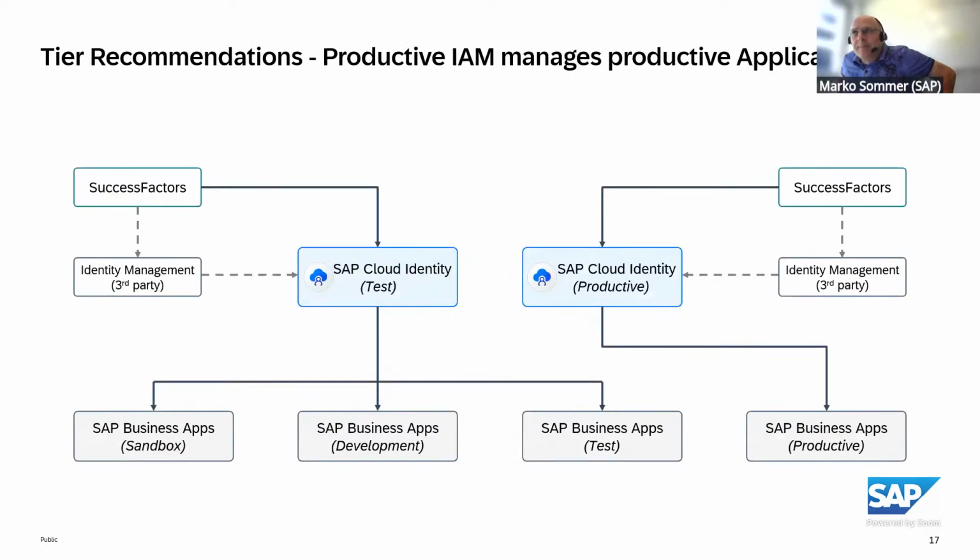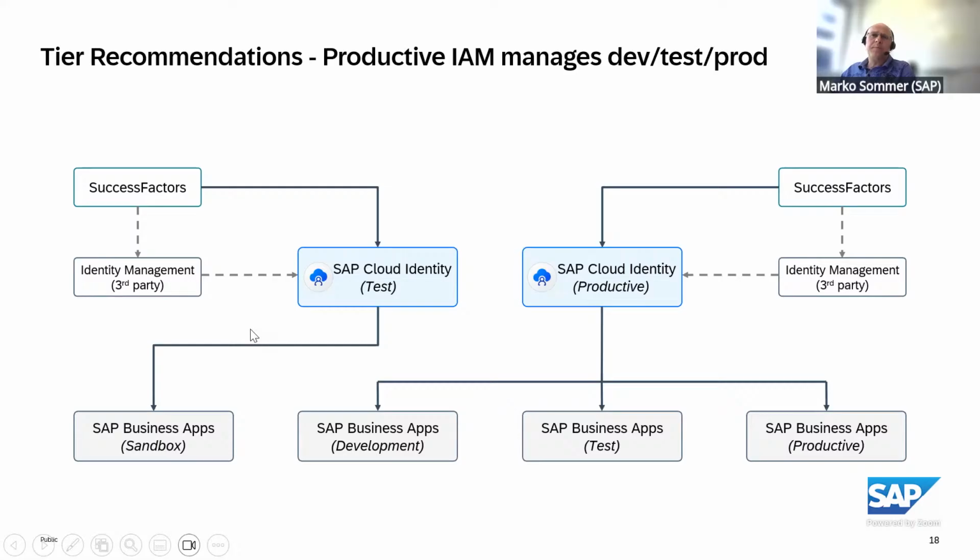Okay, coming back to the tier recommendations, and as mentioned, we also had a question in the chat. In principle, we have seen from an integration perspective that there are two common patterns to integrate from an IAM perspective. In one, the productive identity services tenant serves just as the IDP and as the source for identity lifecycle management for the productive applications, whereas the test tenant serves the test, development and potentially sandbox environments.